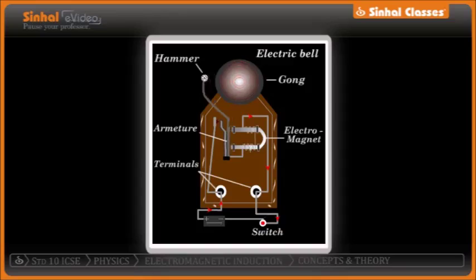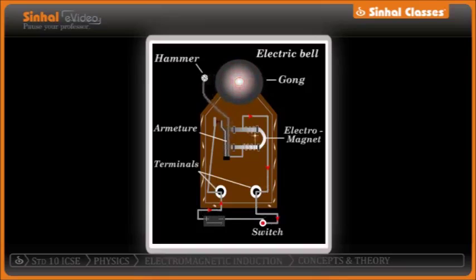The moment current is flowing through the electromagnet, it is inducing a magnetic field across the electromagnet. Now this magnetic field is converting the polarity of the magnet into North Pole and South Pole. So the arms of the electromagnet are getting magnetized. As a result, they are attracting the armature towards it.